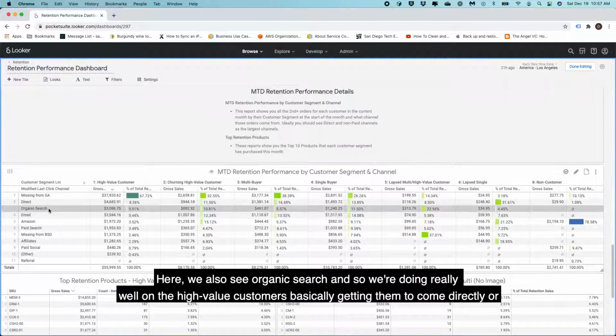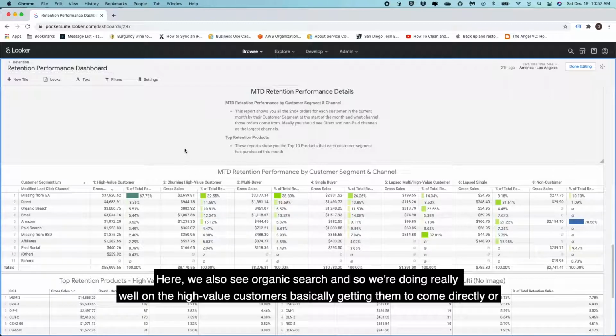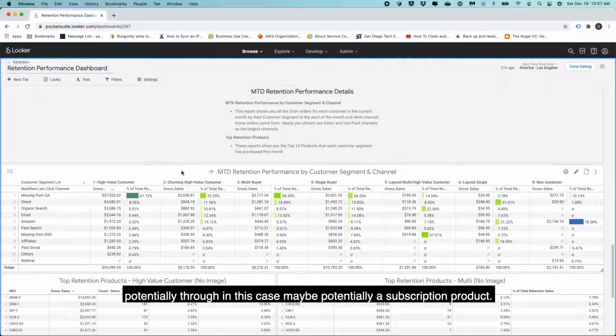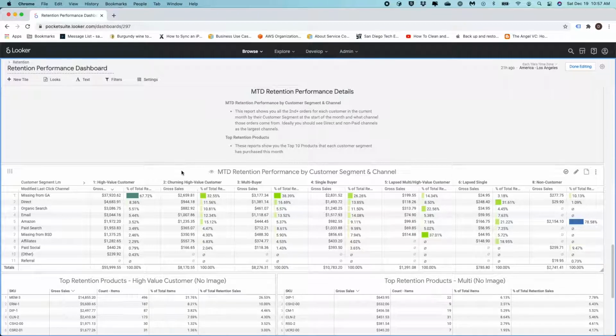Here we also see organic search. And so we're doing really well on the high value customers, basically getting them to come directly or potentially through, in this case, maybe potentially a subscription product.